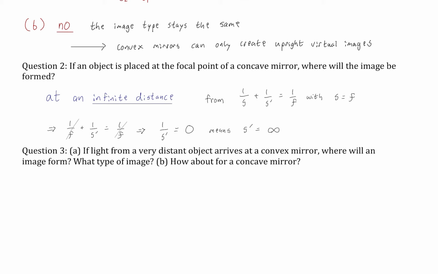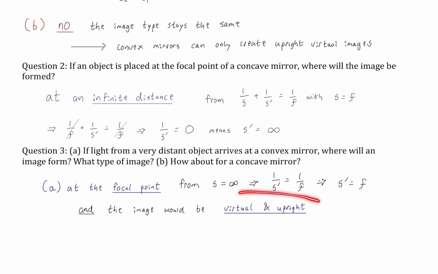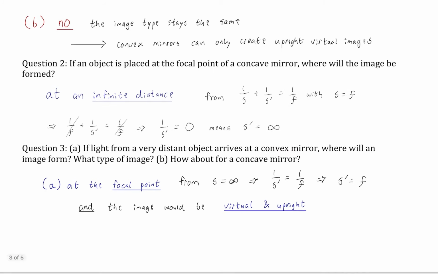And that's for objects that are far away. So if light from a very distant object arrives at a convex mirror, where will the image form? Well, at the focal point, because when s is set to infinity, think what the formula becomes. This formula right here simplifies to just 1 over s prime equals 1 over f, because s equals infinity, so 1 over s goes to 0. 1 divided by infinity is 0, which means that s prime equals the focal length. And that means the image would be virtual and upright, which is always true of convex mirrors.